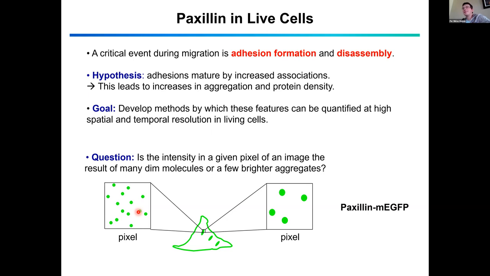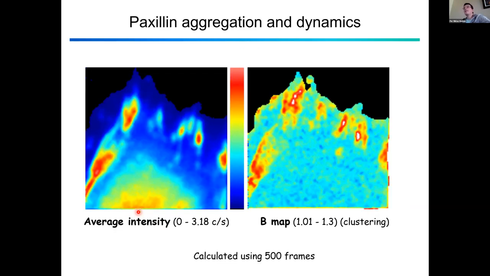So is the intensity in a given pixel of an image the result of many dim molecules, monomers, or is it a few brighter oligomers or aggregates? So here is the analysis of a region of a cell at the plasma membrane. On the left-hand side, you see the average intensity color-coded from low to high counts, and you can identify the focal adhesions as areas where the measured intensity was very high.